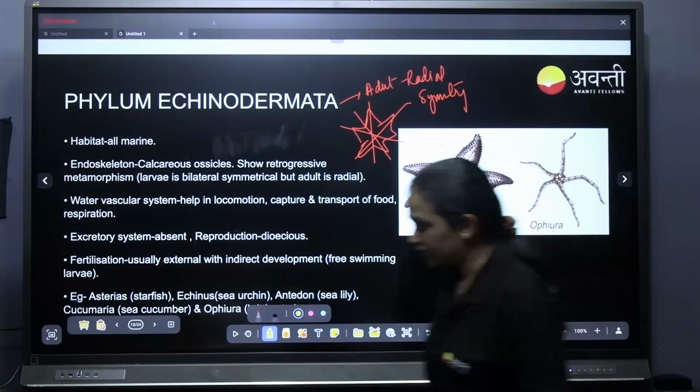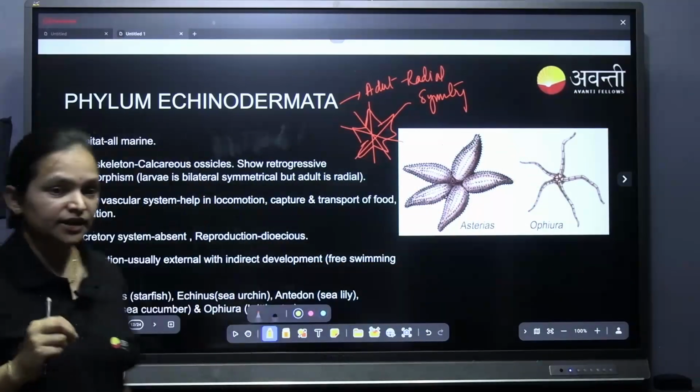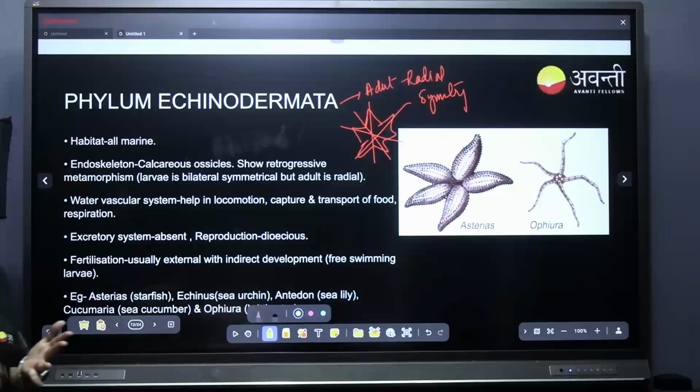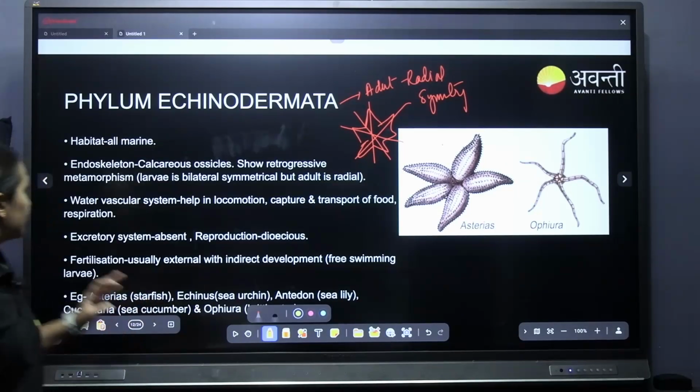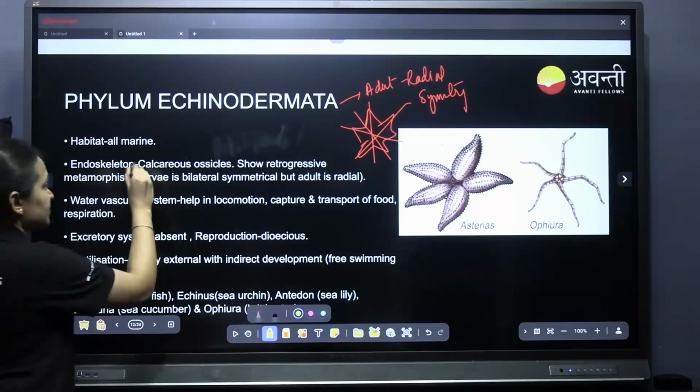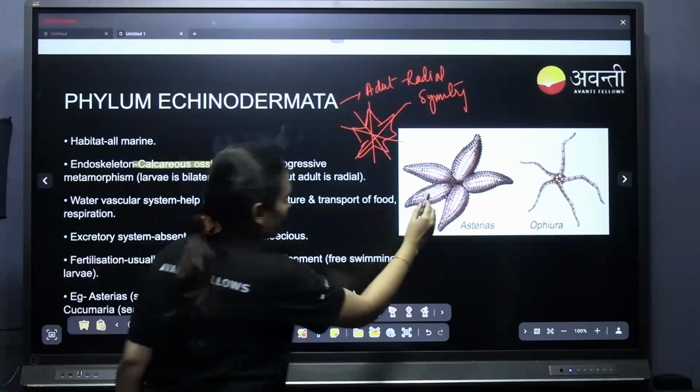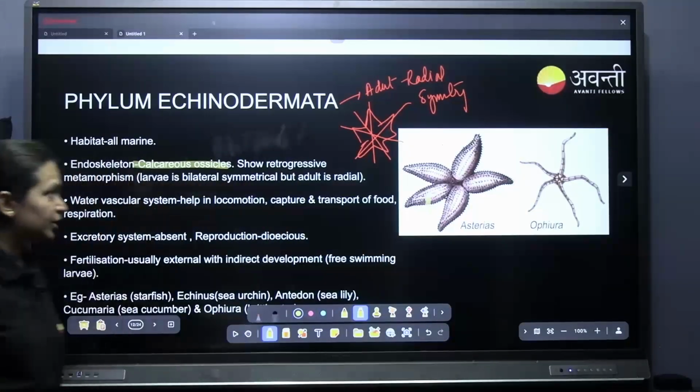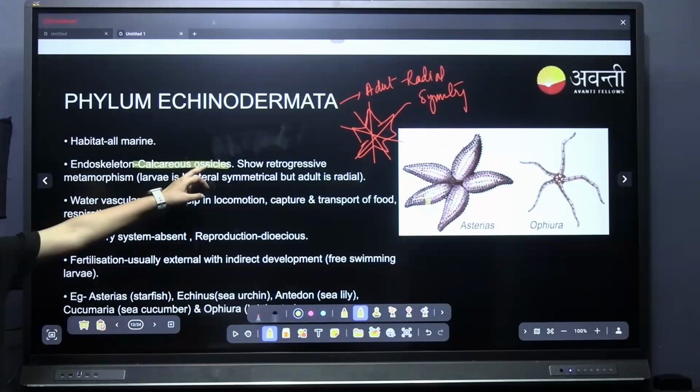Another point is that all are marine, exclusively marine. Ctenophora, Hemichordata and Echinodermata are exclusively marine. They have calcareous ossicles. The outer shell is calcium carbonate, calcareous, and they have ossicles.